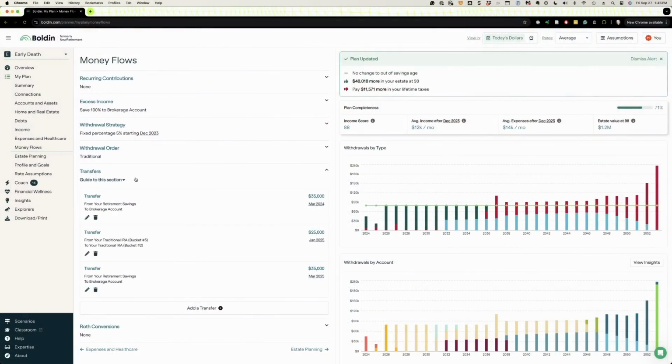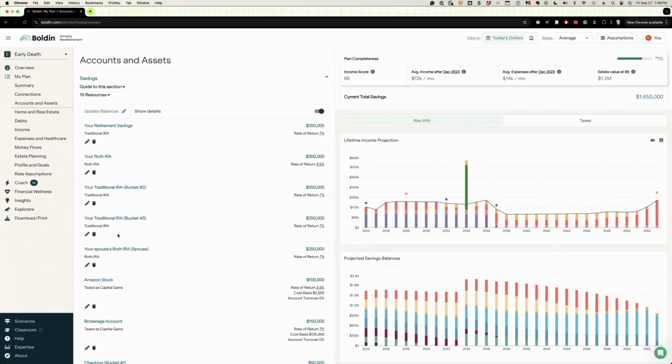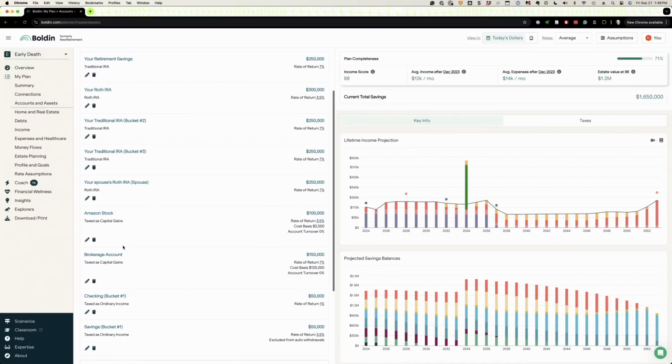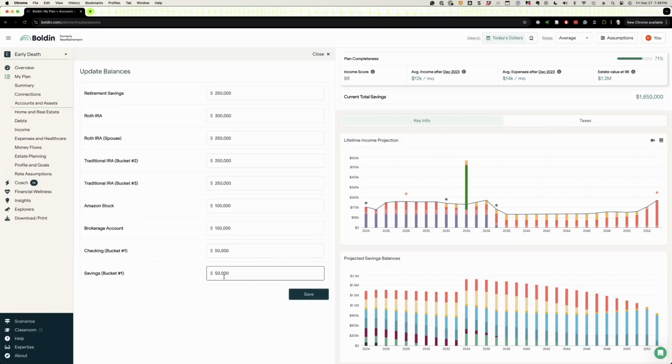So if I were going to use the bucket strategy in Bolden, I wouldn't bother with it in terms of modeling. You could call accounts bucket 1 and 2 and 3 if it just helped you see it. But I would absolutely not be thinking about modeling transfers from one bucket to another. I would probably once a quarter, maybe even once a year, update the balances. I would just go in, update all the balances, and that would be that.